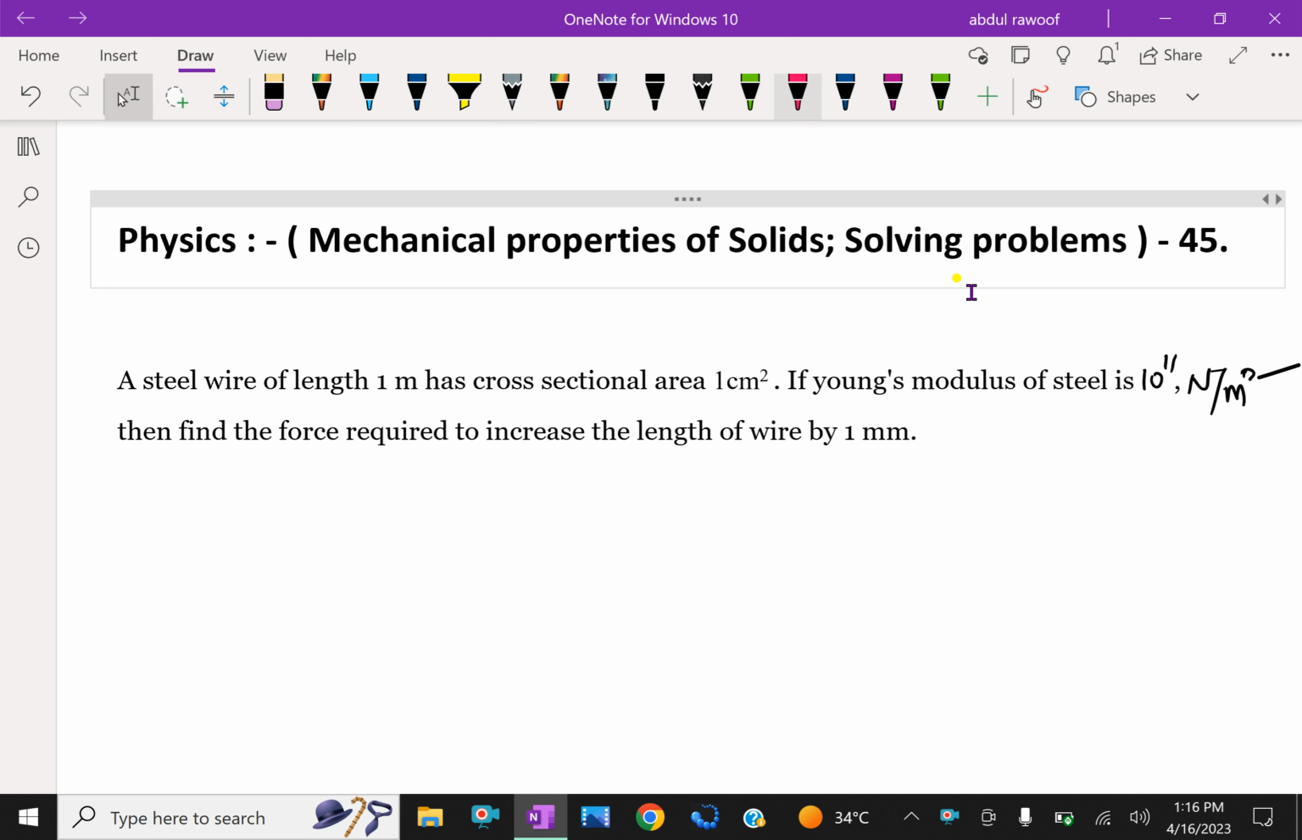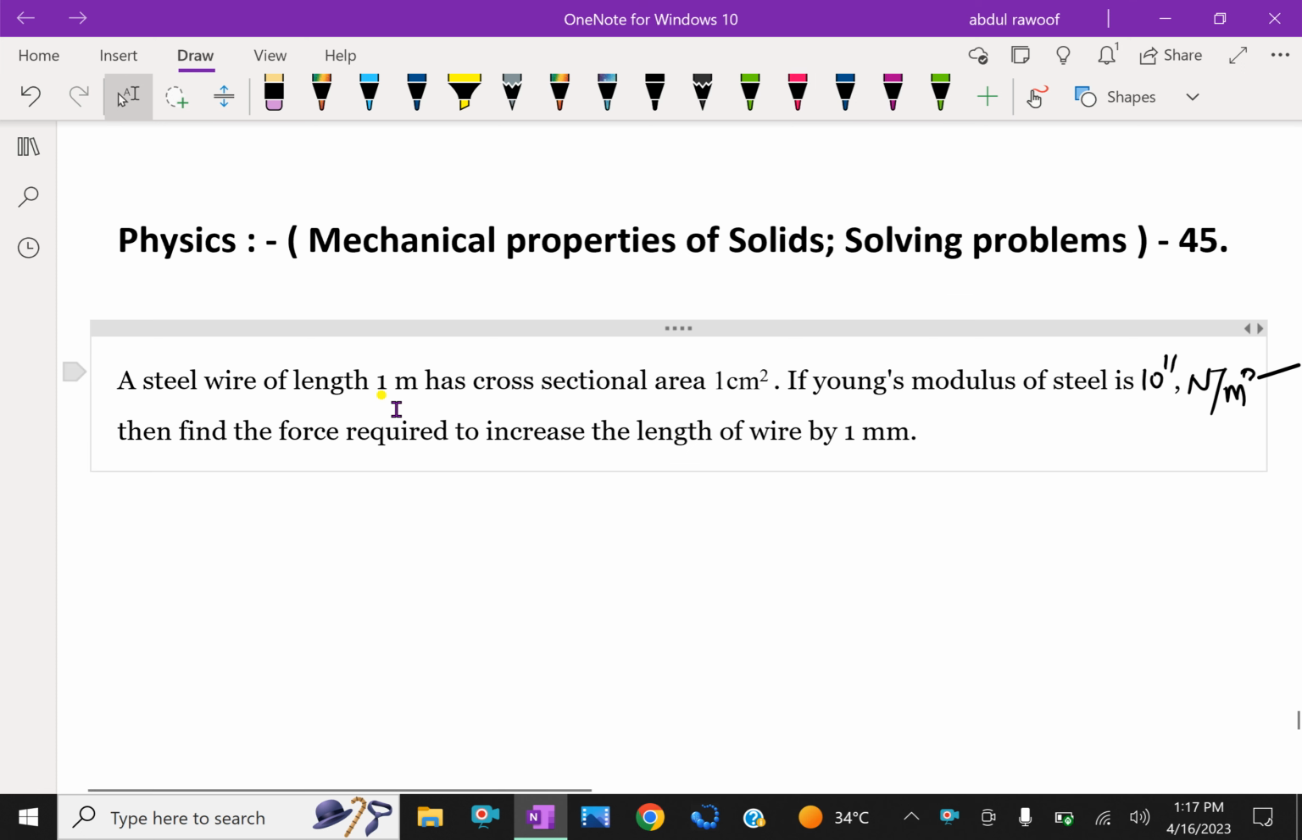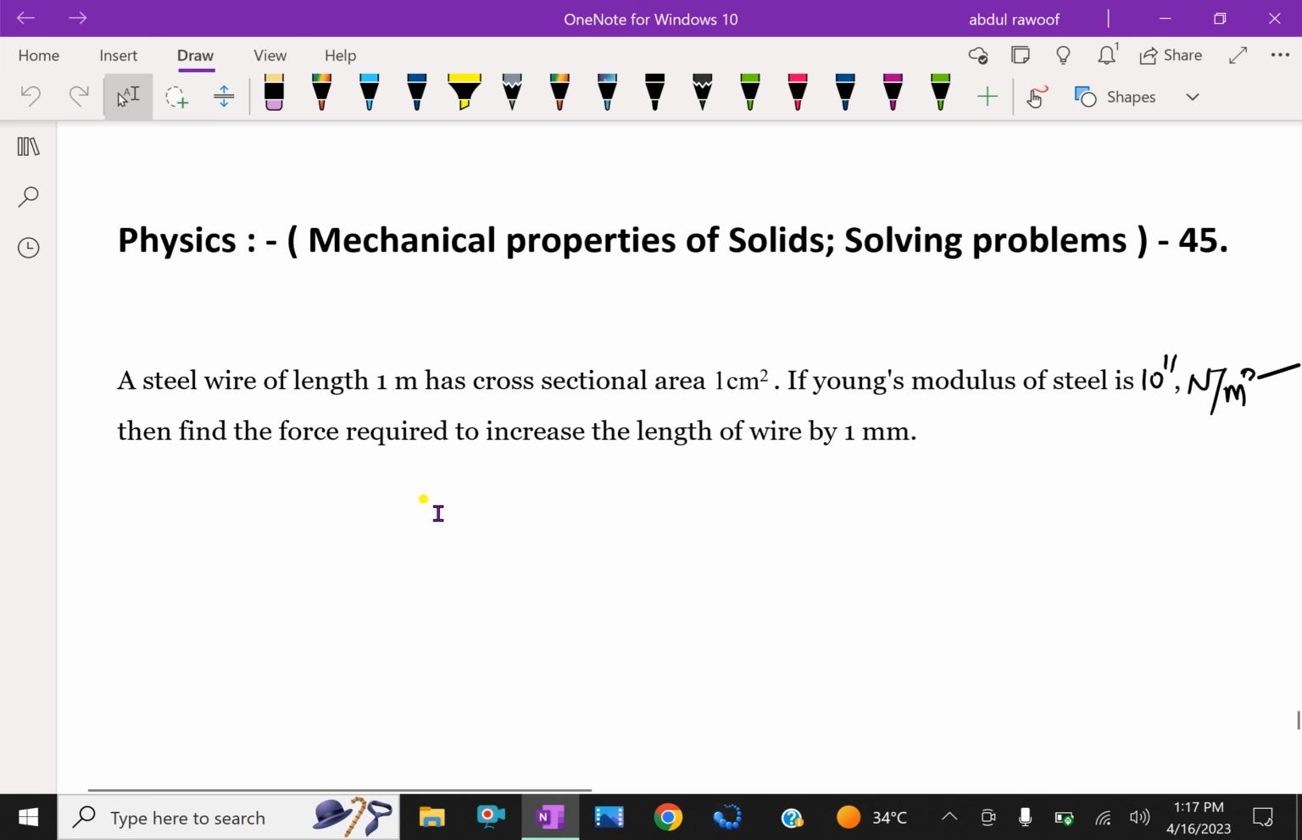Look at this example. A steel wire of length 1 meter has cross-sectional area 1 centimeter square. If Young's modulus of steel is 10 power 11 Newton per meter squared, then find the force required to increase the length of wire by 1 mm.